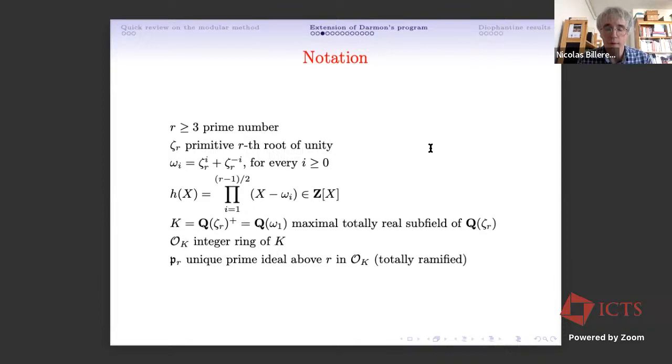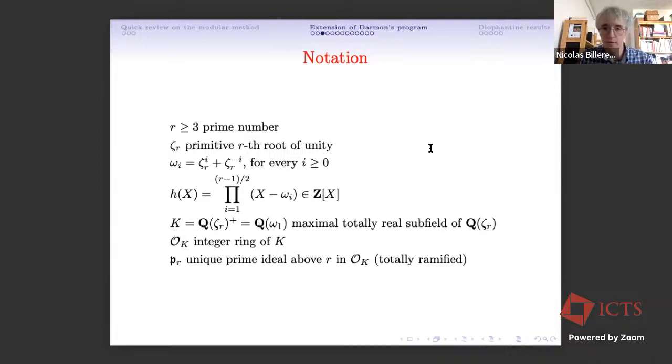Of course, omega_i is just the Galois conjugate of omega_1, and I will consider h, small h, to be the product over i from 1 to (r-1)/2 of (x - omega_i). So that's just the minimal polynomial of omega_1. So it's a polynomial with coefficients in Z.